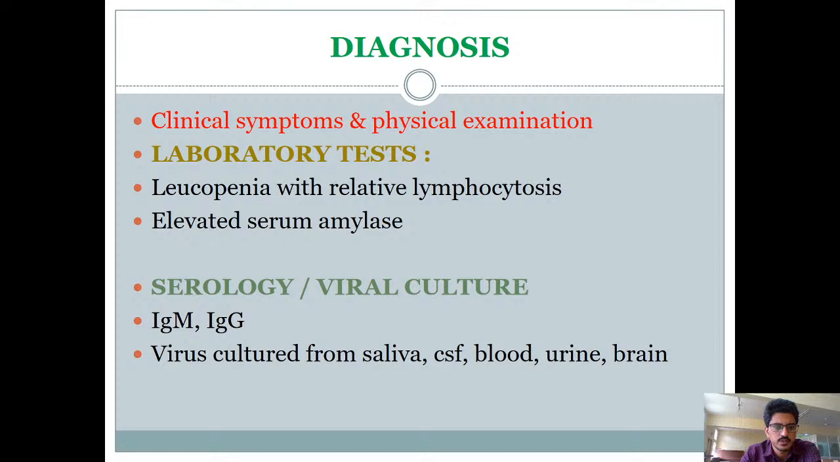In the laboratory, mostly in the CBP, there will be leukopenia and relative lymphocytosis. And because of the infection to the glands, the parotid glands, mainly glandular tissue, there will be elevated serum amylase. So how can we diagnose serologically or by culture? In serology and culture, we will always go for IgM and IgG testing, and virus culture from saliva, CSF, blood, urine, and brain.